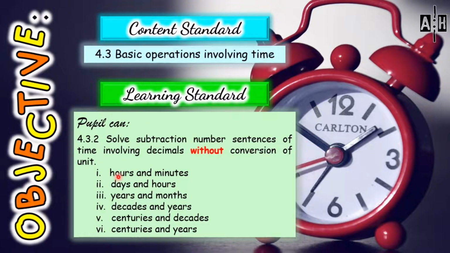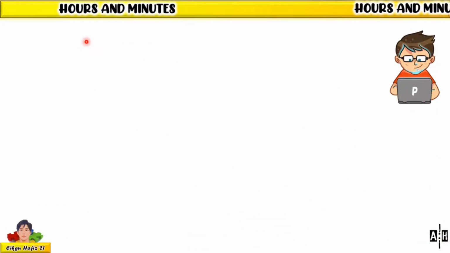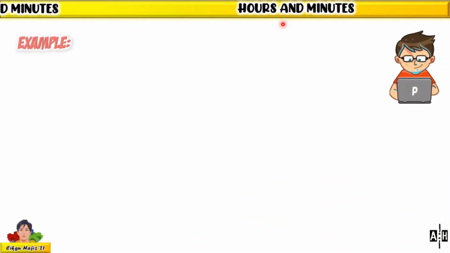It consists of hours and minutes, days and hours, years and months, decades and years, centuries and decades, and the last one, centuries and years. Class, we start our lesson today with hours and minutes.